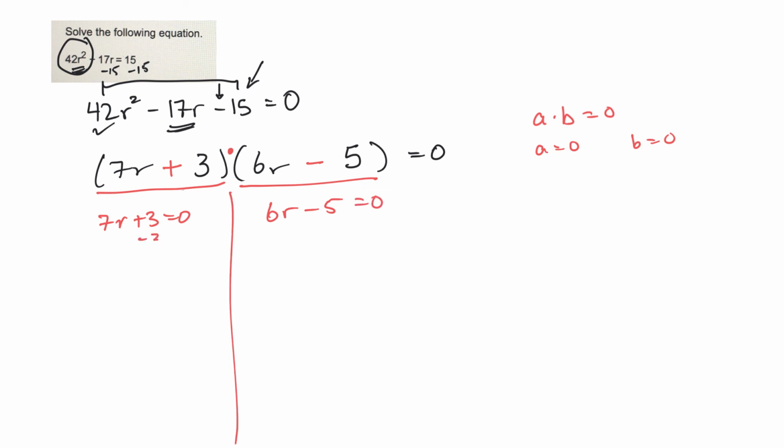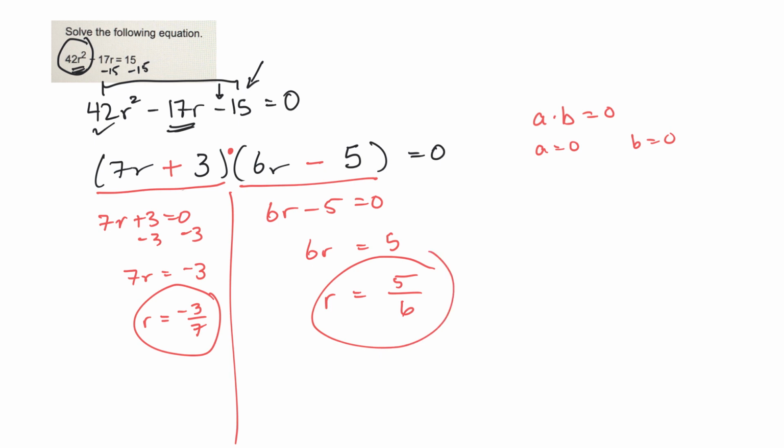So on this side I'll use the subtraction principle. 7r equals negative 3. Then I'll use the division principle, divide both sides by 7. And one of my answers is negative 3/7. Similarly, on the other side, I'll add 5 to both sides using the addition principle, and then I'll divide both sides by 6 with the division principle. So that's my other answer to that. Two great questions involving solving for a variable.